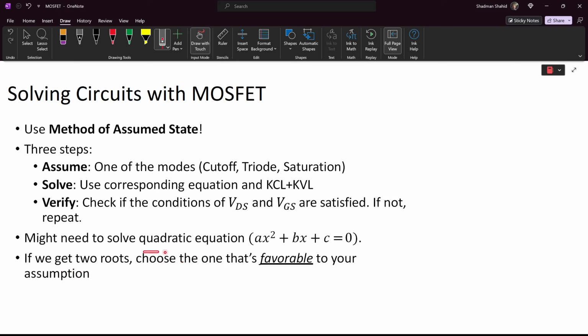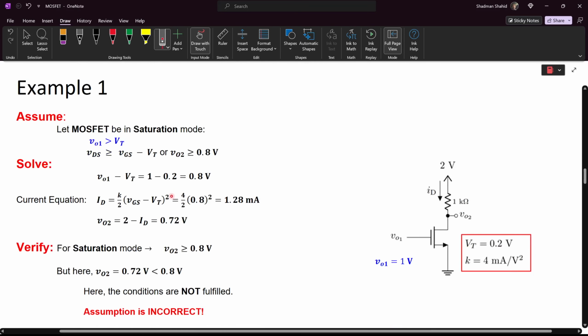আমরা কোয়াড্রেটিক ইকুয়েশন সলভ করার পর যদি দুইটা রুট পাই তাহলে আমরা সেই রুটটা চুজ করব যেটা আমার অ্যাজাম্পশনের জন্য ফেভারেবল। ওকে, so let's get started with some examples.